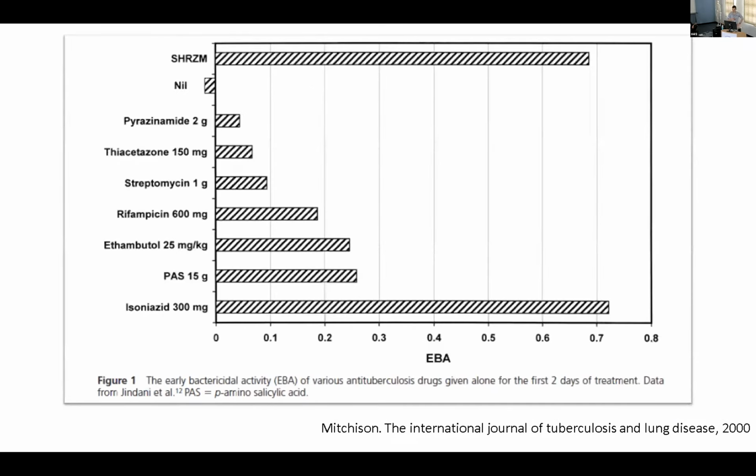This basically shows what I've explained. This is EBA for the first 2 days of therapy, and as you can see, isoniazid has the biggest effect on the bacterial populations, followed by PAS and ethambutol. PAS we don't really use so much nowadays. There is data to support that it's not as good as the other drugs, and it has quite a side effect profile as well, including diarrhea. I've probably only prescribed it once or twice in 2 years. Not a commonly used drug.